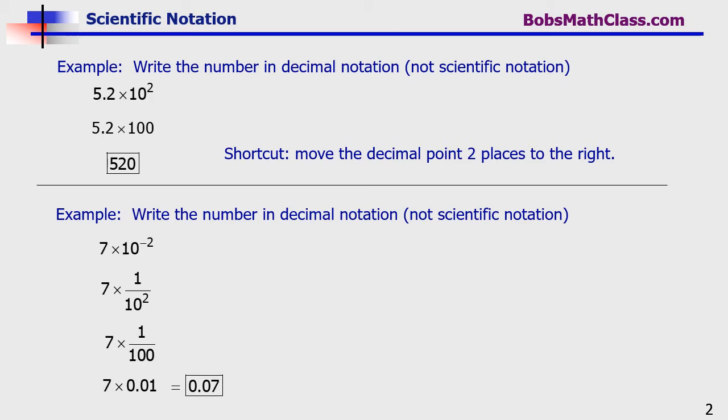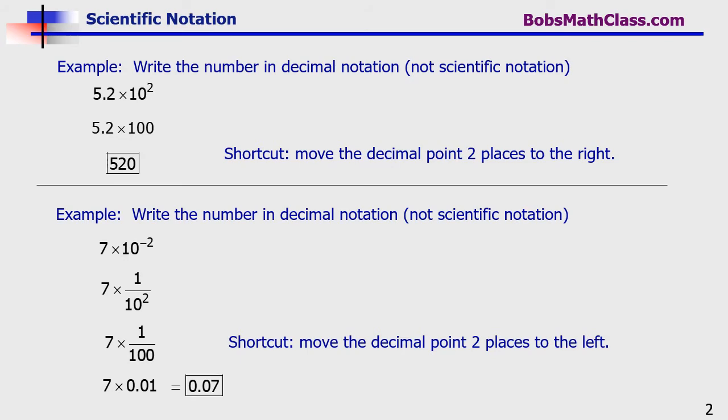So again, the decimal point, well, actually on the 7, there is no decimal point, right? Well, none that we could see. It's actually after the 7. We just don't write it in. That's really 7.0. So we move the decimal point over 2 places to the left. The same number as the exponent. The exponent is 2, but since it's a negative, we move it 2 places to the left. So that's a shortcut. You move the decimal point 2 places to the left.